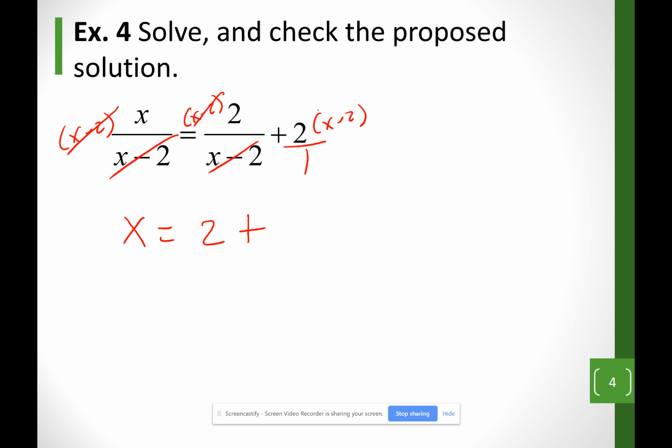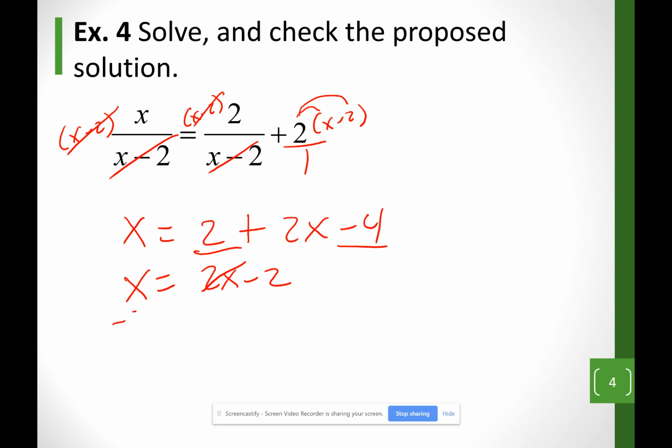Now here, I have to distribute this 2. So I'm going to have 2x minus 4. Let me simplify. I have an x on the left side. The right side, let me simplify that as 2x minus 2, right? I combine my like terms. I'm going to solve for x.